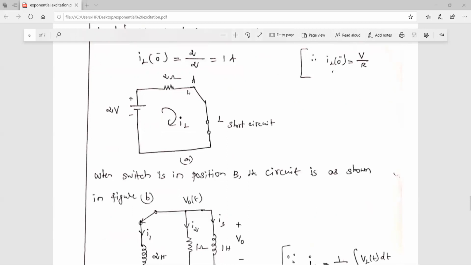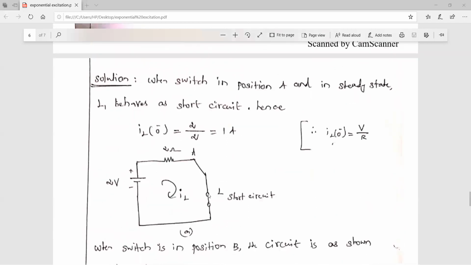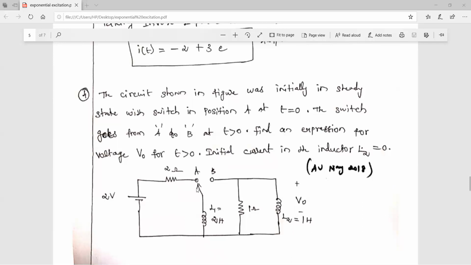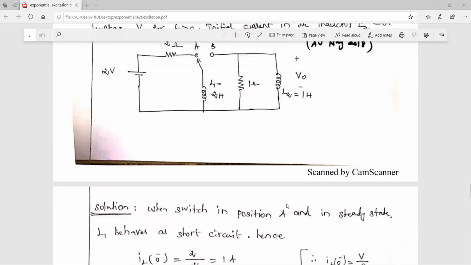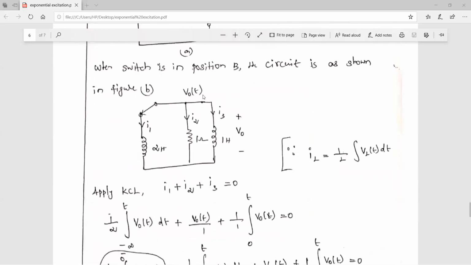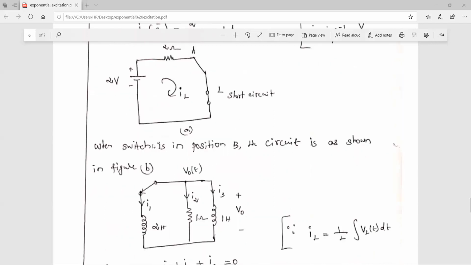Our question is, whenever the switch is changed from position A to position B at time t greater than 0, the supply is no longer connected to the remaining circuit. We only have to draw the equivalent diagram of these 3 elements: inductor L1, the resistor, and inductor L2. At t equal to 0 there was a current flowing in the inductor, which we calculated as 1 amp.